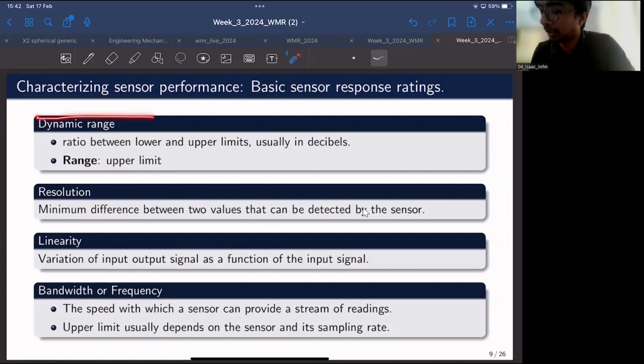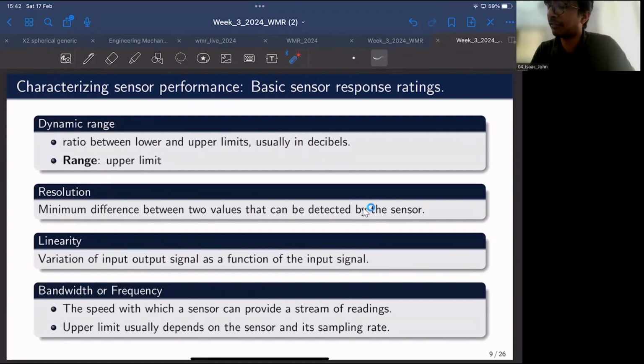So some of the key terms that we would be recalling now are what we call dynamic range. That is nothing but simply the ratio between the upper limit and lower limit of the measurements, usually expressed in decibels. If you are inclined to measure sound, you can simply measure the sound in decibels using the ratio of the max sound it can measure to the lower limit. And mostly we would take the decibel of the maximum and minimum limit.